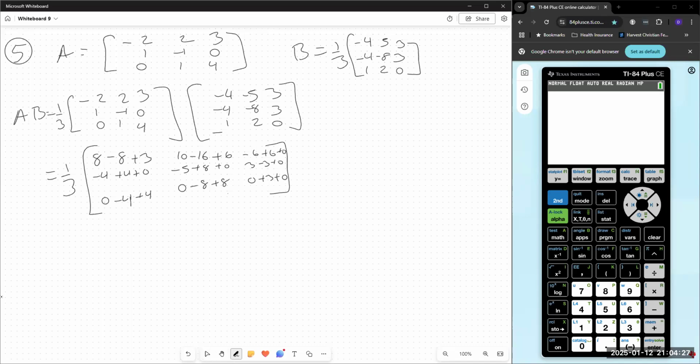So that's going to be 1/3 of [3, 0, 0; 0, 3, 0; 0, 0, 3], multiplying 1/3 by every entry on the inside. This is [1, 0, 0; 0, 1, 0; 0, 0, 1], which is the identity matrix for 3 by 3s, with 1s along the main diagonal, 0s everywhere else.